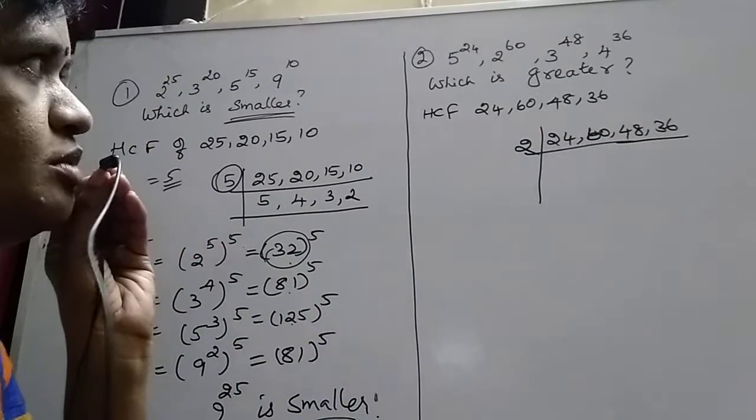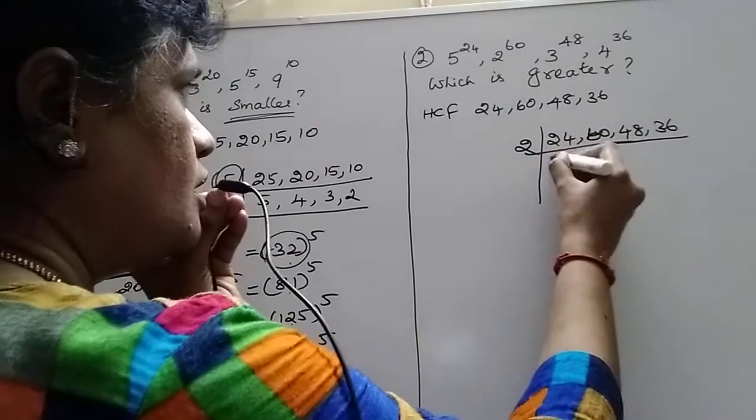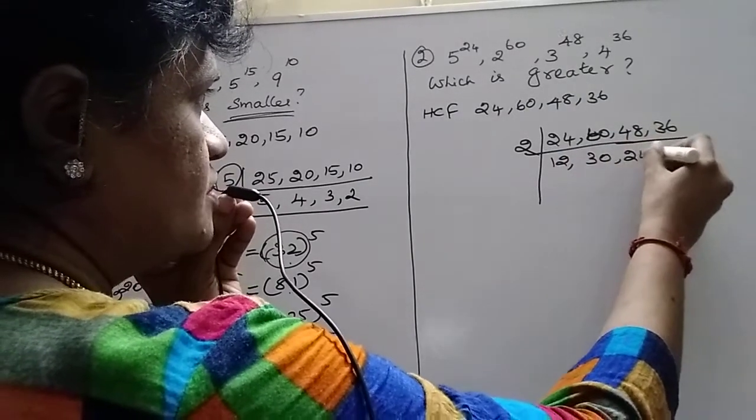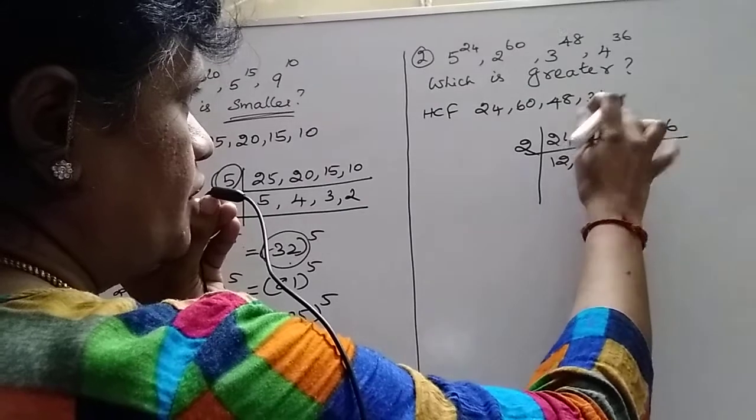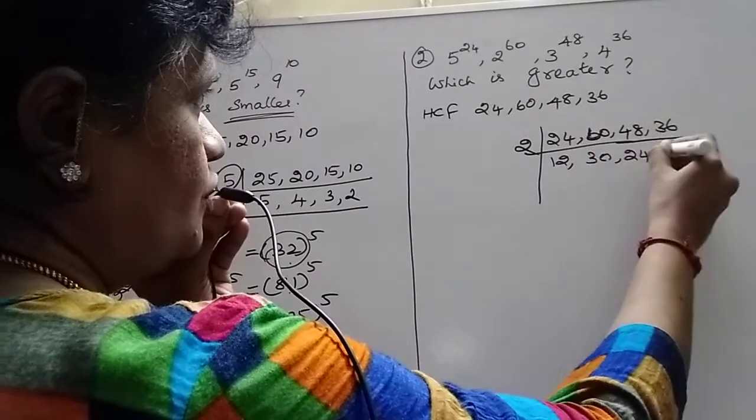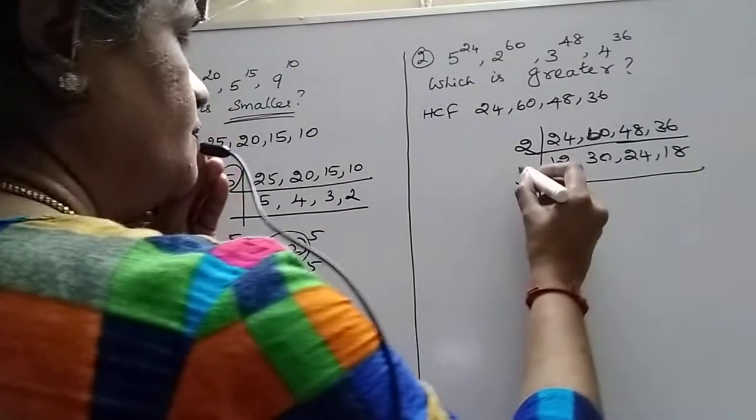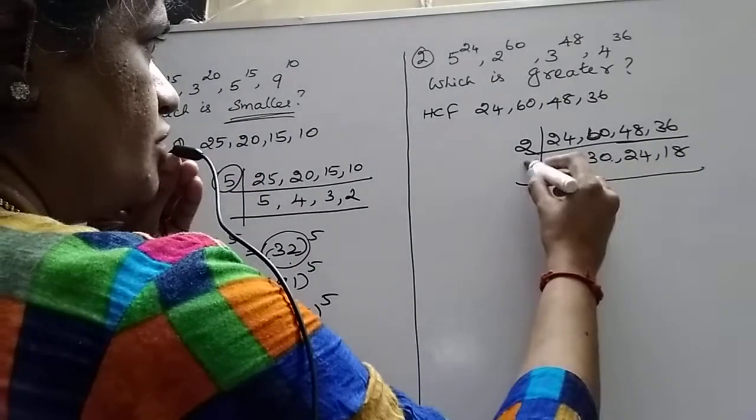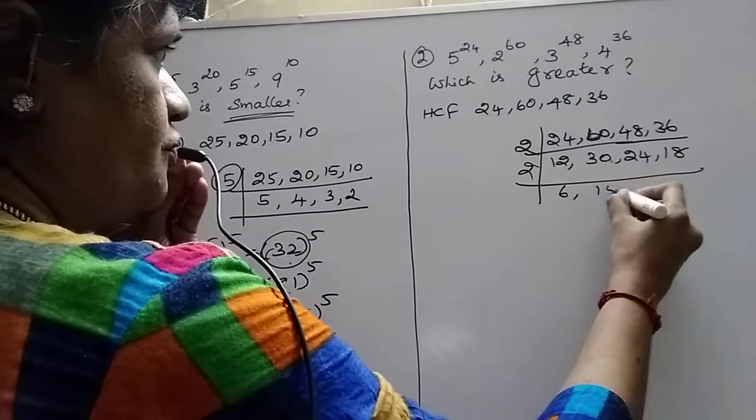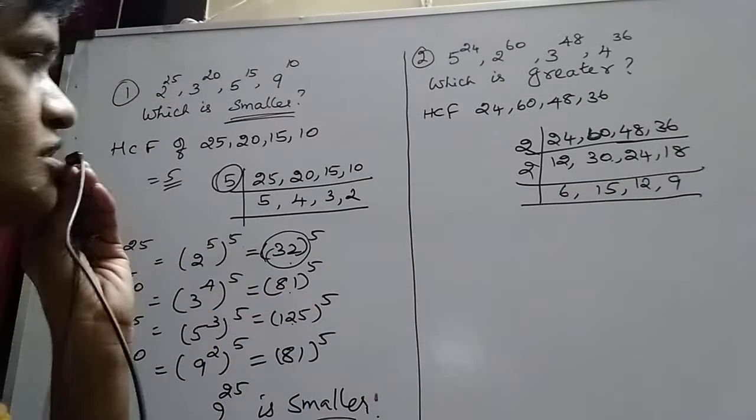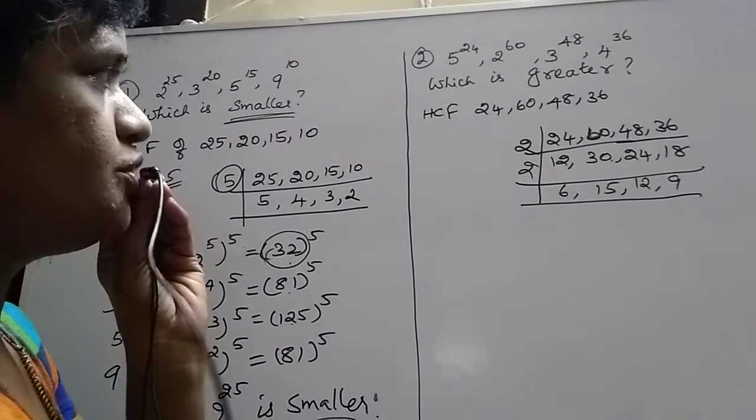Take a common table, starting from 2 itself. 24 gives 12 times, 60 gives 30 times, 48 gives 24 times, and 36 gives 18 times. Again do it with the common table, 2 times itself. That gives 6, 15, 12, and 9. Now 6, 15, 12 and 9 won't go into a table commonly.